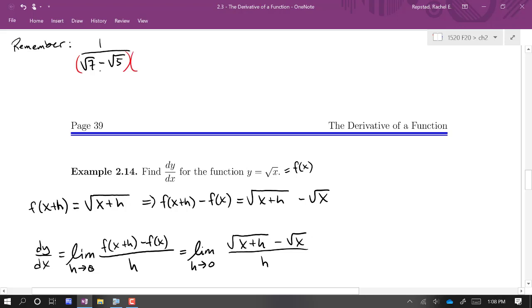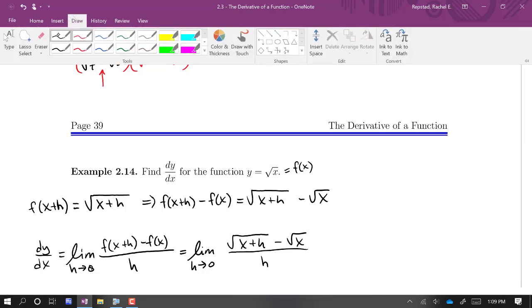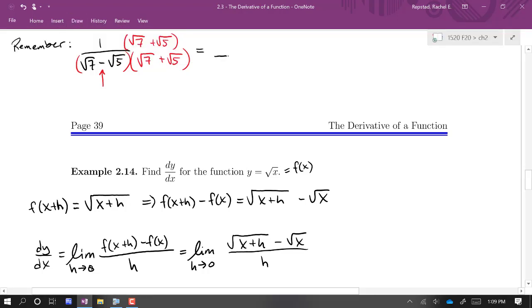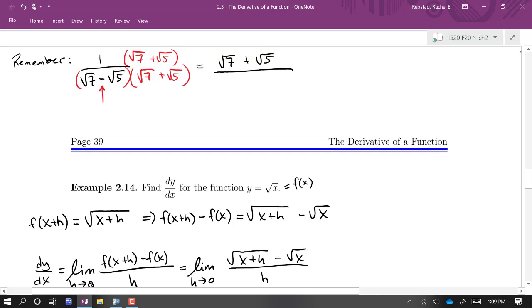top and the bottom by the same thing. And that same thing was the conjugate of the denominator. That just means whatever the operation is in between, flip that operation and multiply on the top and the bottom. So we'll multiply by root 7 plus root 5 on the top and bottom. Up top, it's pretty clear we have root 7 plus root 5. And on the bottom, we just have to FOIL this out, or expand that product. So that would look like root 7 minus root 5.